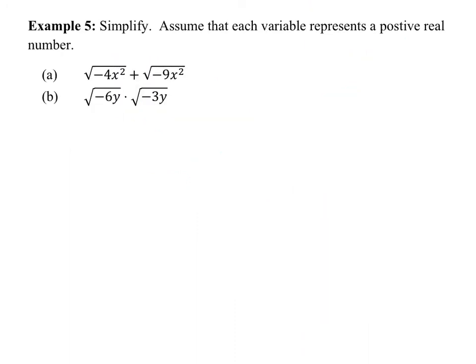How about example 5 now? Those first few examples are pretty easy because we had numbers. But now we've got some variables involved. What should we do?